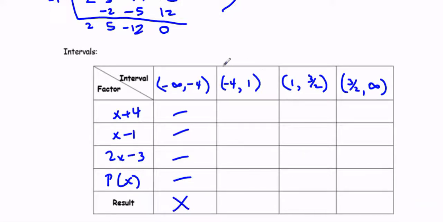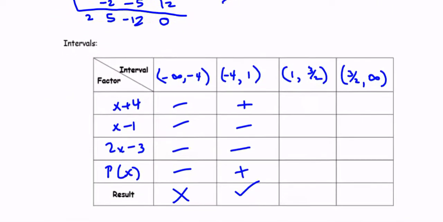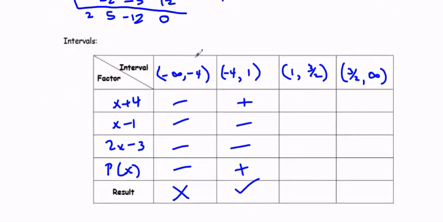Okay, I'm going to pick the next test point. That's going to be 0, and I'm going to put it in here. 0 plus 4, that's 4, which is positive. 0 minus 1 is negative. 0 times 2 is 0, minus 3 is negative. So a positive times a negative times a negative, that's a positive. And that's what we want because it says greater than or equal to 0. So that means it's a positive number. Okay.